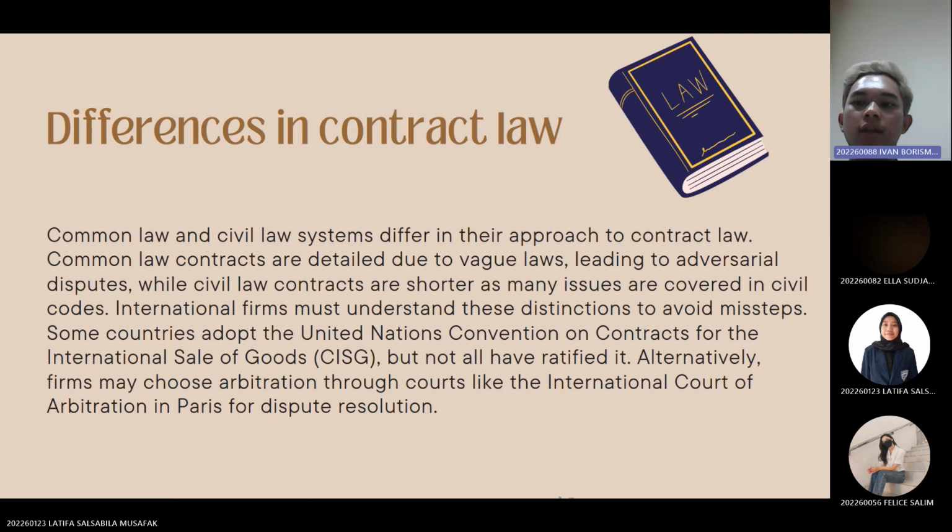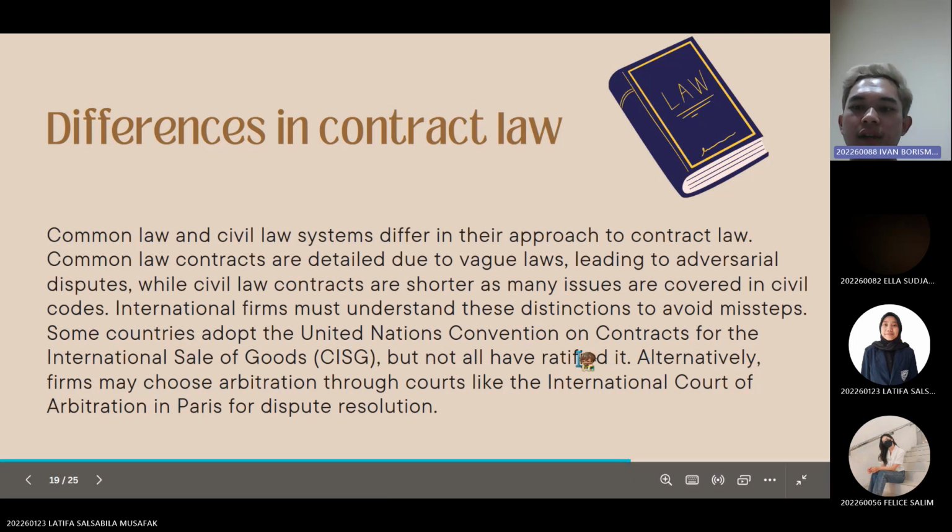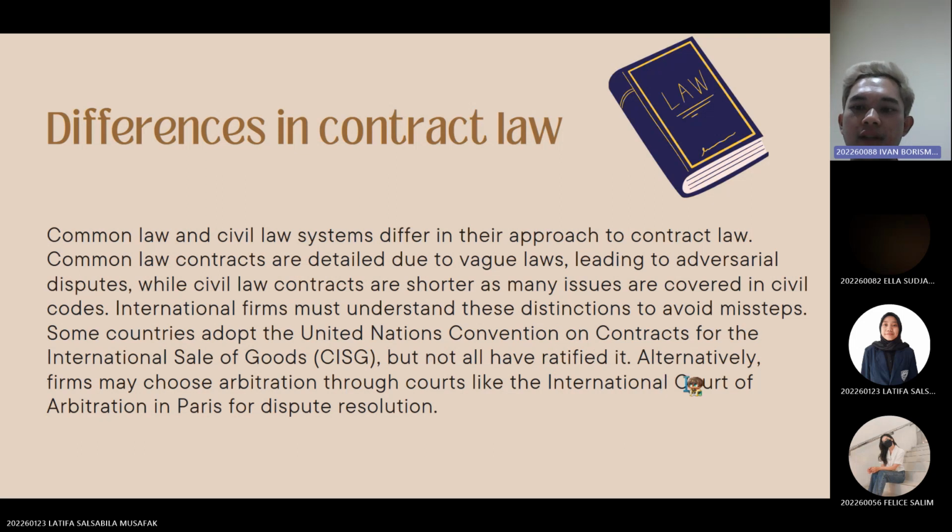On the other hand, in civil law systems like Indonesia, contracts are typically shorter and less specific. This is because many legal issues are already covered in the civil code, reducing the need for exhaustive contractual terms. Additionally, civil law systems tend to rely more on statutory law rather than judicial interpretation. This difference in approach can lead to varying levels of complexity and cost in drafting contracts, as well as differences in the adversarial nature of resolving contract disputes. International businesses operating in Indonesia need to be aware of these distinctions to navigate contract law effectively.